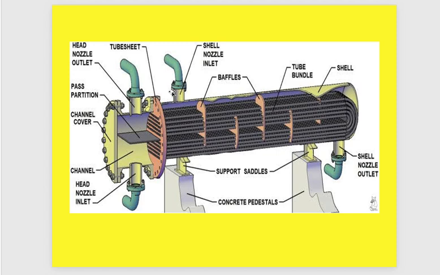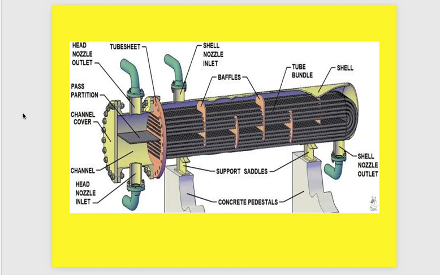If we describe the shell and tube heat exchanger, you will find here the supported concrete and saddle, supported metal for expansion. Shell inlet, shell outlet, tube inlet, tube outlet, a channel cover, and head nozzle inlet, also the pass partition, as we can find here.